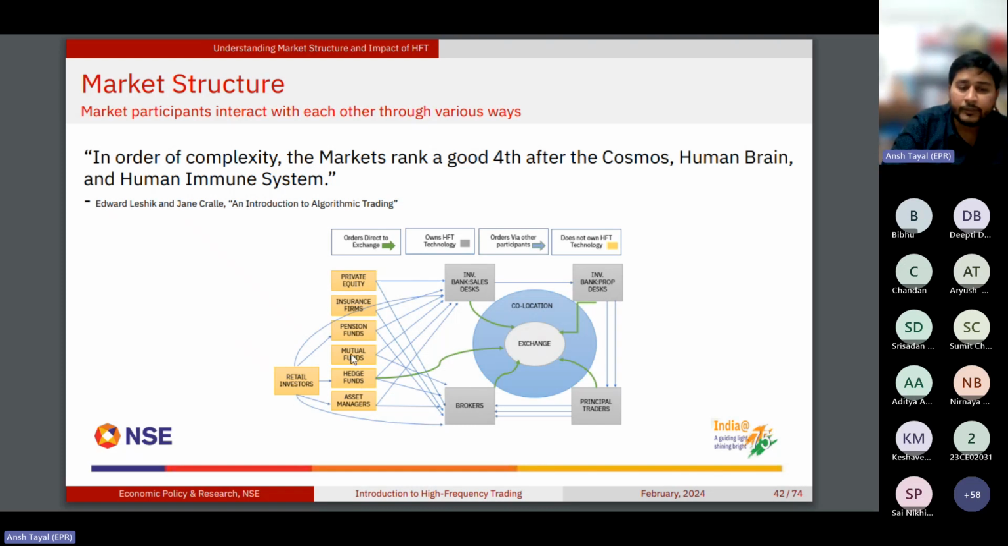Now, for example, mutual funds. Mutual funds do not necessarily need to trade at a high frequency because the idea of a mutual fund is long-term investment. They do not trade to make quick money. They do not invest for the short term. That's why they go through a broker. Similarly, retail investors also go through a broker. So this is the market dynamics.